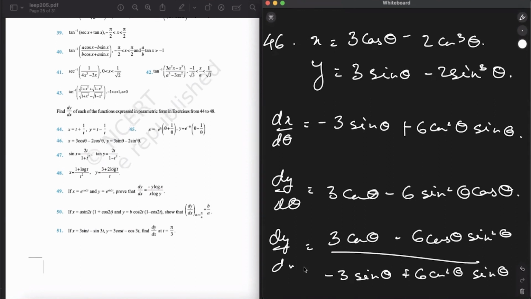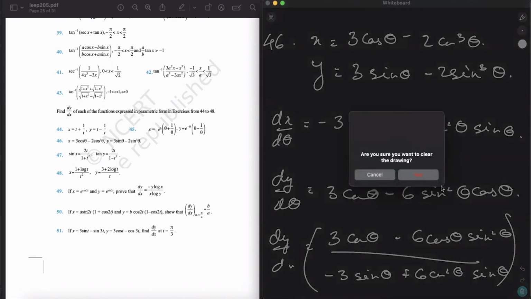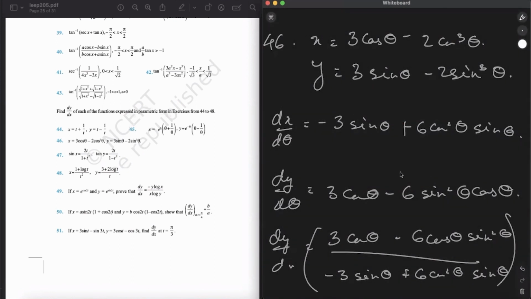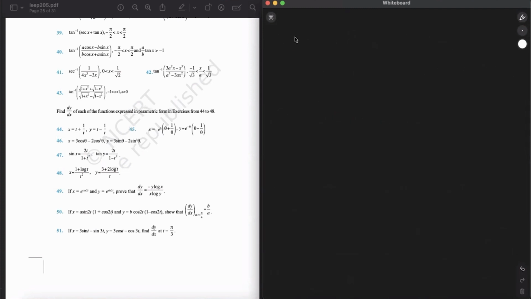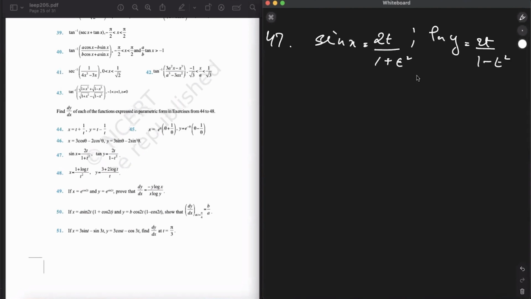So simplify this term as much as possible, and that will be your answer. Okay. So moving forward, I have with me question number 47. Question number 47 has given to me that sin x is equal to 2t upon 1 plus t square. It is a good question, alright? And tan y is equal to 2t upon 1 minus t square. Okay. So how can we solve this?